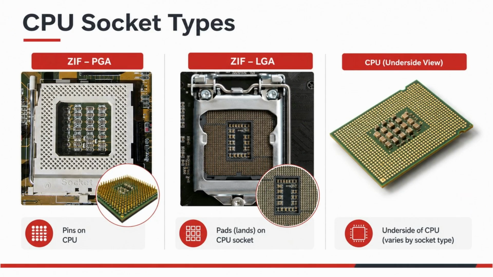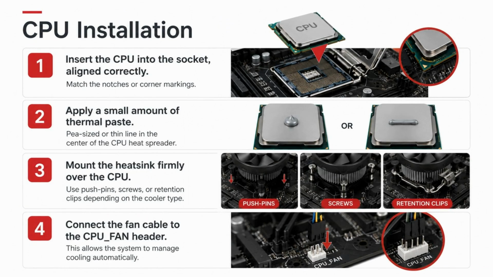Pin grid array, or PGA, puts the pins on the CPU itself. That's AMD's approach. Land grid array, or LGA, puts the pins in the socket instead, with flat contacts on the CPU. That's Intel's approach. Both use a zero insertion force mechanism, so the CPU drops into place without any pressure needed. Installing a CPU comes down to 4 steps.